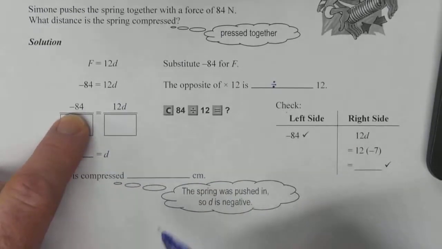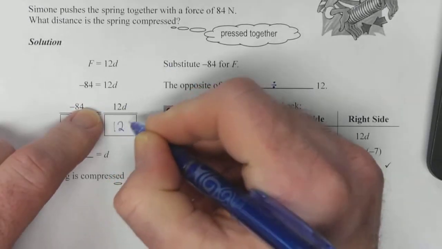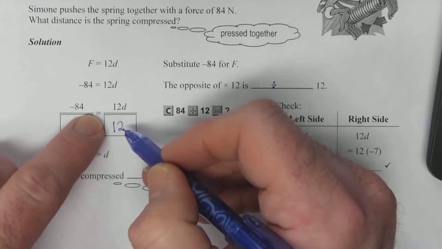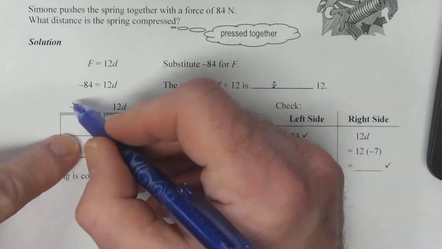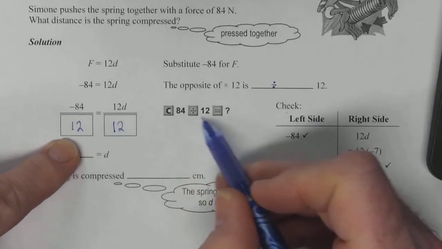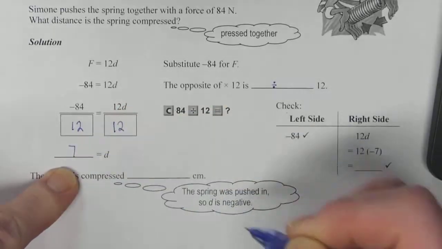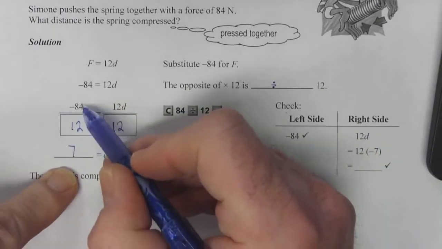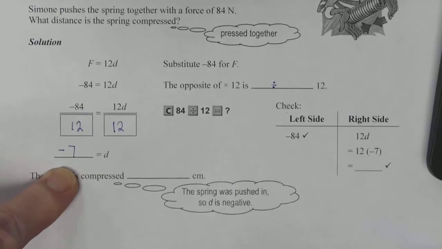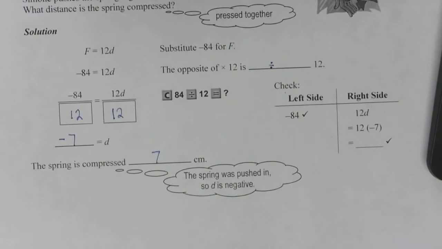So again, rewrite the question. If we're going to divide by 12, we're going to do that this way. 12D divided by 12. If we do this on the right-hand side, we have an equal sign here, so we have to do it on the left-hand side as well. So we're going to take this negative 84 and we're going to divide it by 12 too. And then you can use your calculator if you'd like. 84 divided by 12 equals 7. 84 divided by 12 is 7, but this is negative, so negative divided by a positive means that we have a negative 7 is our answer. So the spring was compressed 7 centimeters is our calculation.